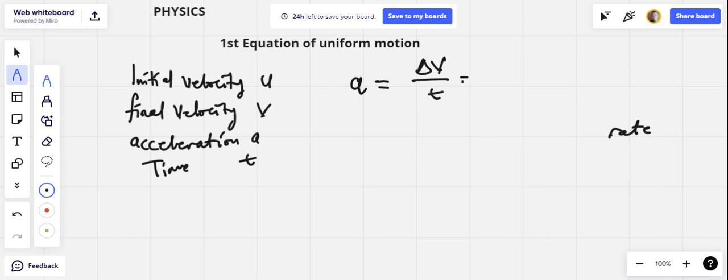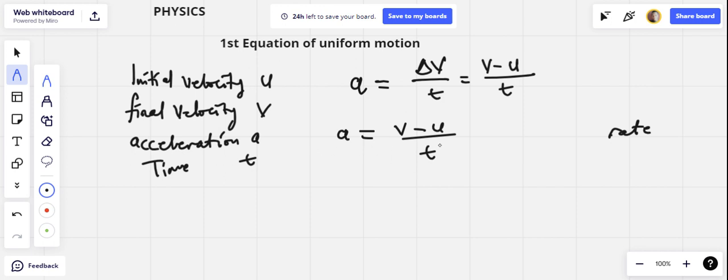So that change in velocity can be written as final velocity v minus initial velocity u, divided by the time interval t. The t here cannot be negative because you don't have negative time. T here means the duration, the time interval between when the motion started and when it stopped. So with this, we now have that a equals v minus u divided by t.